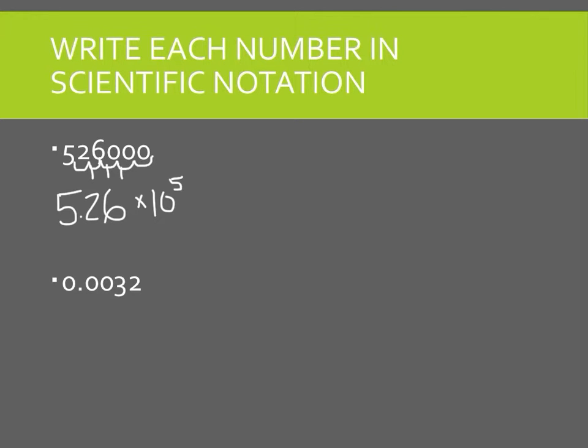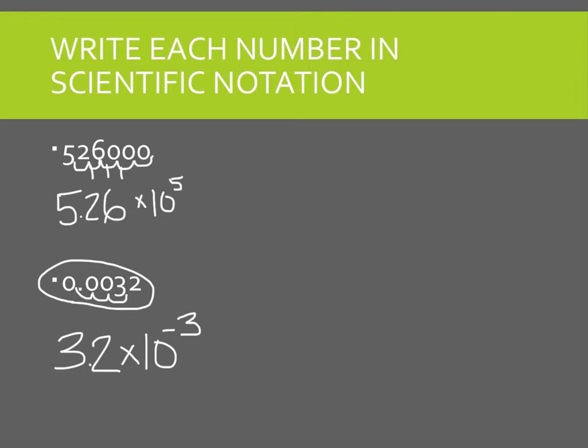Here I need to do the same thing. 1, 2, 3. So I write 3.2 times 10. And now since my number is less than 1, I'm actually going to bring it to a negative third power. That 3 comes from the 3 times I had to move my decimal. So that's how we write scientific notation.